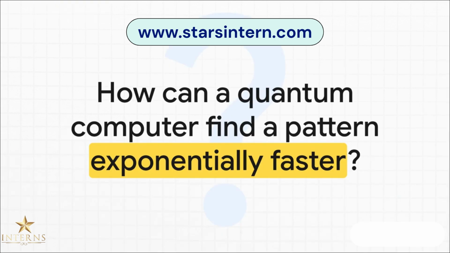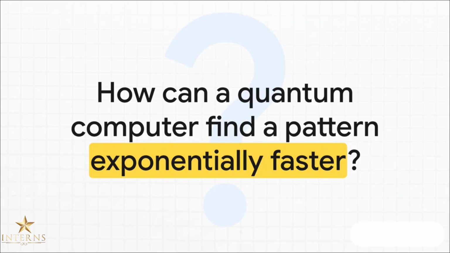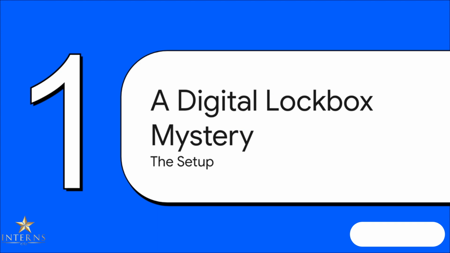So it all kicks off with this central question, a real mind-bender. How on earth can a quantum computer find a hidden, secret pattern exponentially? We're talking billions of times faster than any supercomputer we have today. I know, it sounds like science fiction, but this is the exact challenge that Simon's algorithm was designed to absolutely crush. To really wrap our heads around this, let's think about it like a mystery.